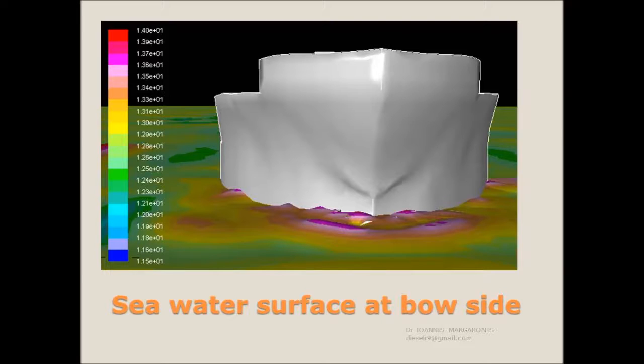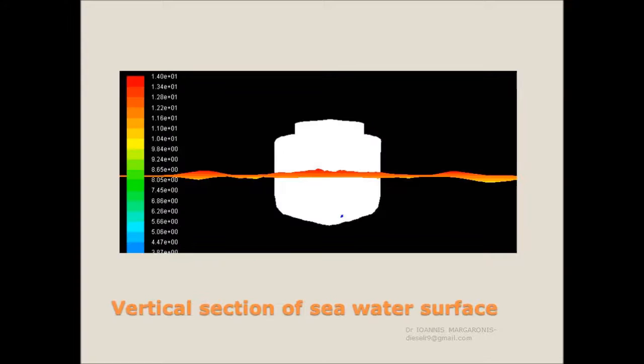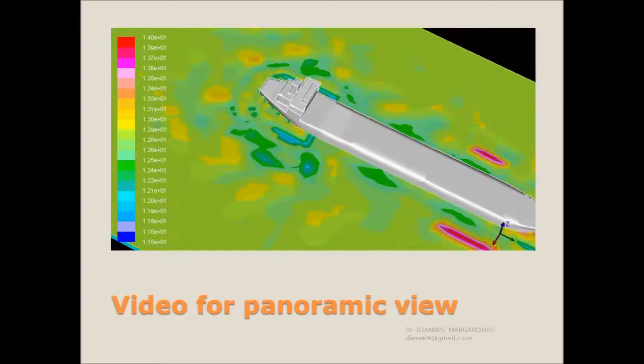Seawater surface at the bow side. 3D seawater surface. Vertical section of the seawater surface. Video for panoramic view.